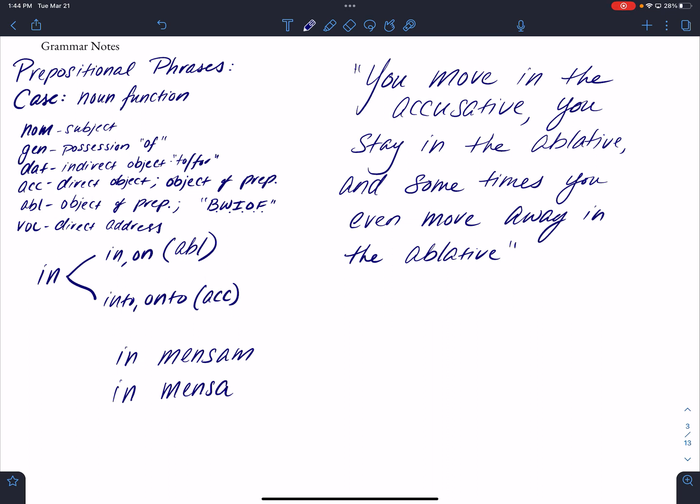Which would make more sense, if I'm in the table or on the table? On the table. So is there any motion going on? No.